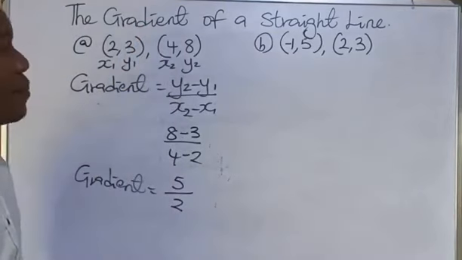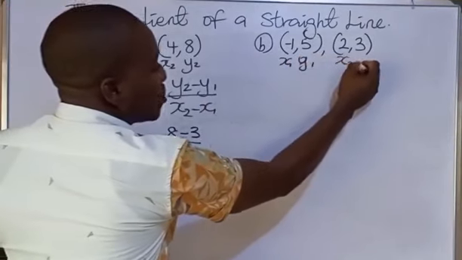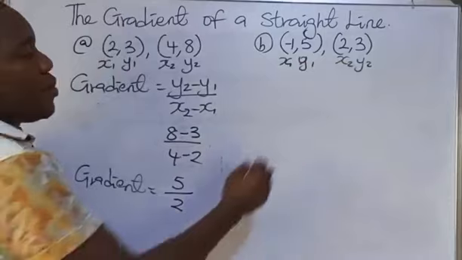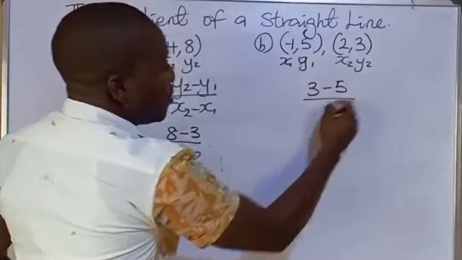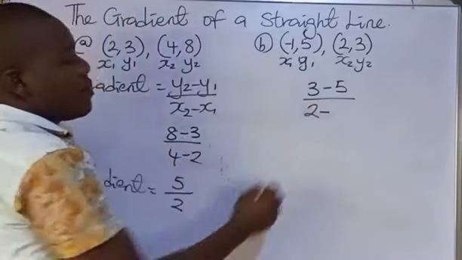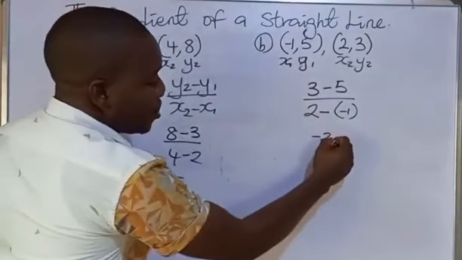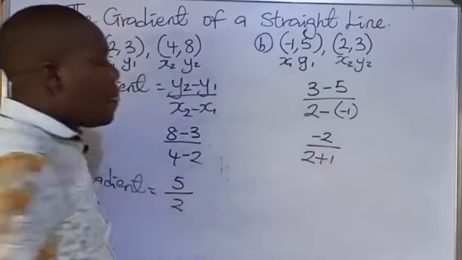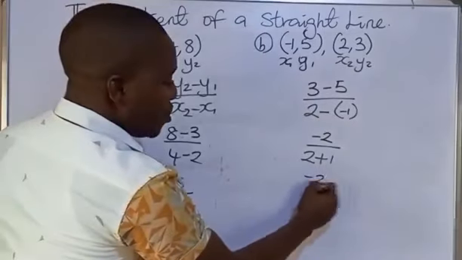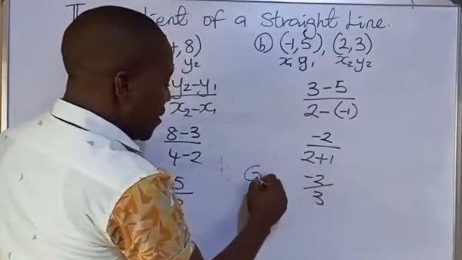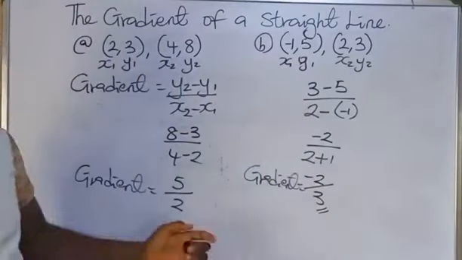And then we can simply do the same thing for the second question. So I have my x1, y1, x2, y2. So if I substitute, my y2 is 3 minus my y1 is 5, all over my x2 is 2, minus my x1 is minus 1. So I have this. So when I solve this, 3 minus 5 is minus 2 over 2 plus 1. Of course, negative multiply negative will give you positive. So we have minus 2 over 2 plus 1 is 3. Therefore, the gradient of the line that will pass through these points is minus 2 over 3.